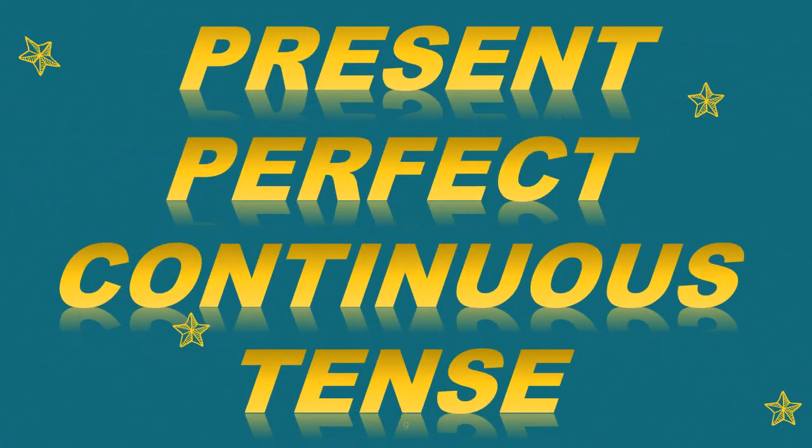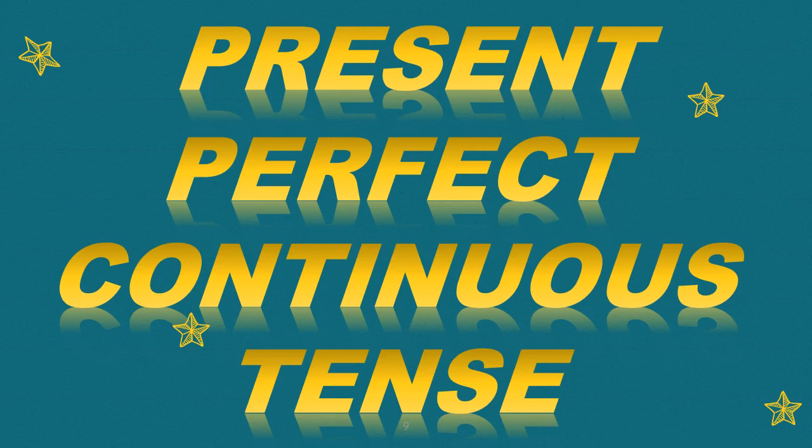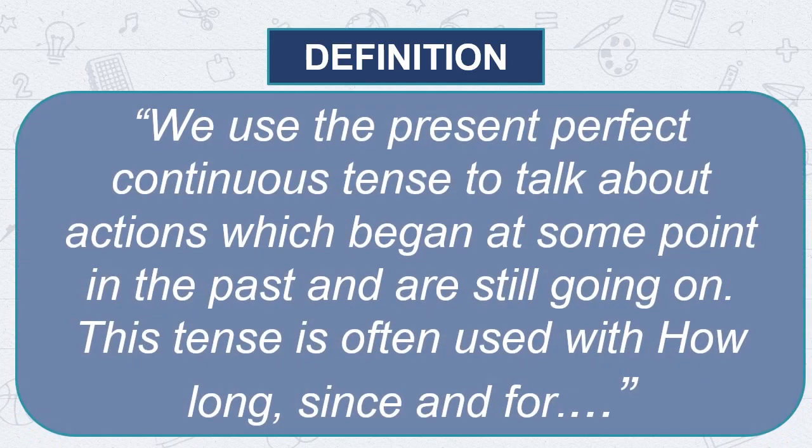Now, in this video, we shall read present perfect continuous tense. So, when do we use this tense? We use the present perfect continuous tense to talk about actions which began at some point in the past and are still going on. Basically, they denote an action that had been going on for some time before another action took place in the past. This tense is often used with how long, since, and for.